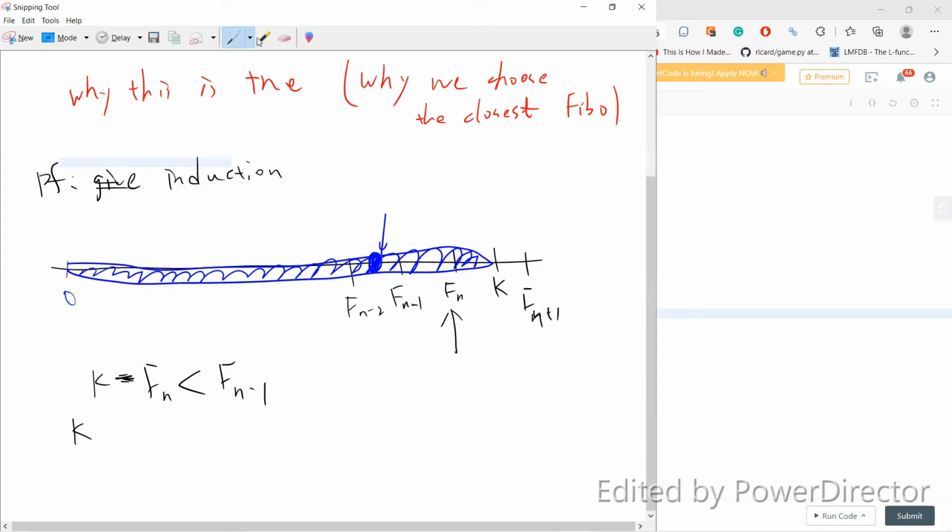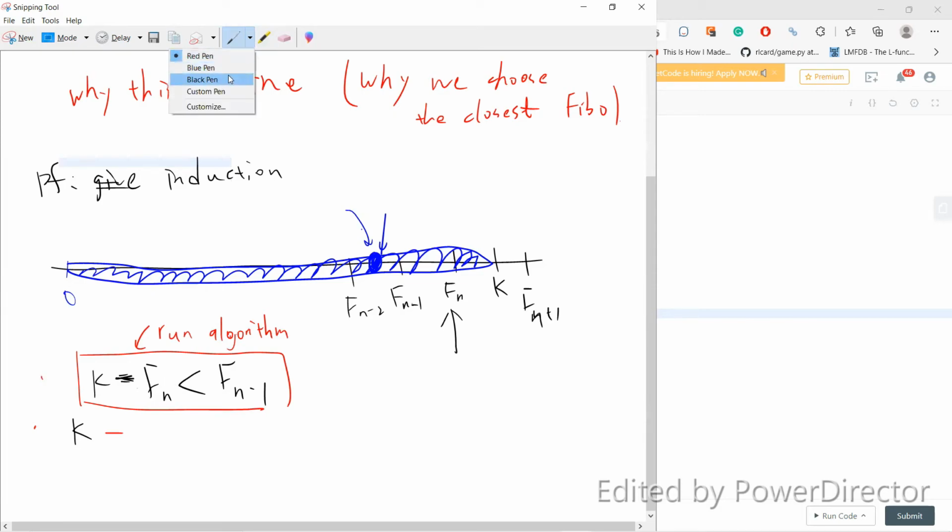Okay, and we claim that when we use our algorithm, we get the shorter results. So once you do this, you can run our algorithm, and it gives you the shortest one. Now let's suppose I didn't do this. I use k minus fn minus 1. So the fact is weird, right?